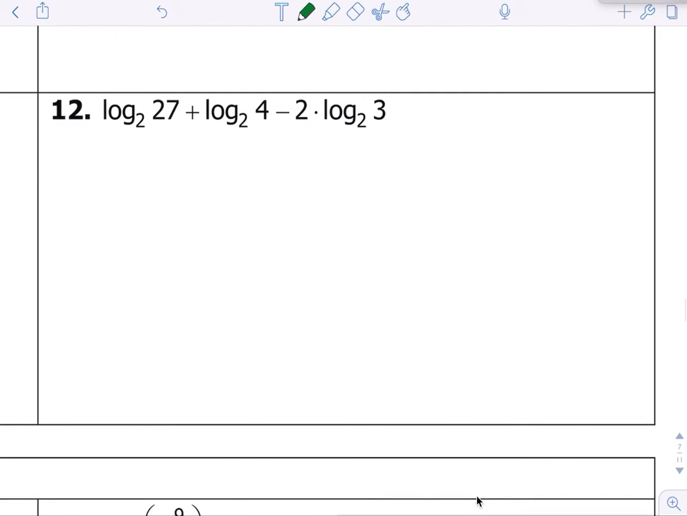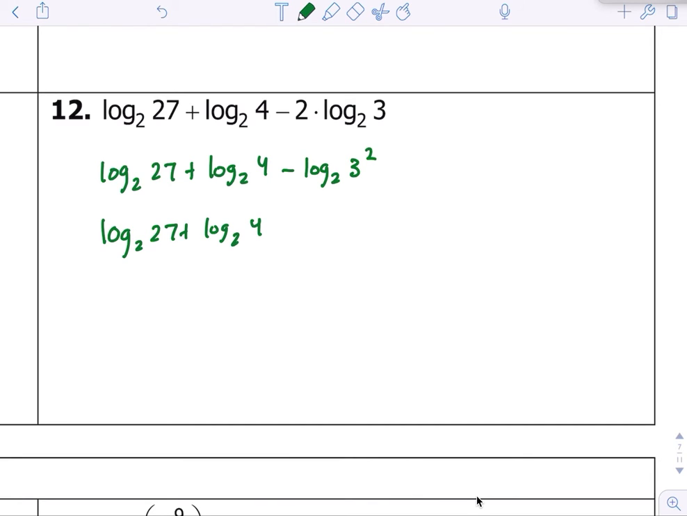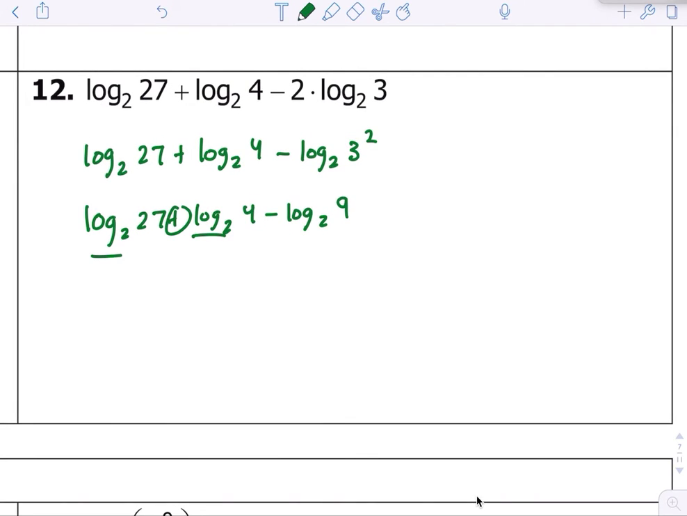Okay, number 12. So remember, let's get all these to be logs in the front. So let's move this 2 over there to be the power rule. So log base 2 of 27 plus log base 2 of 4 minus log base 2 of 3 to the second. So we have log base 2 of 27 plus log base 2 of 4 minus log base 2 of 9. Let's just go from left to right. So log and a positive, so that's going to be product rule. So log base 2 of 27 times 4 minus log base 2 of 9.